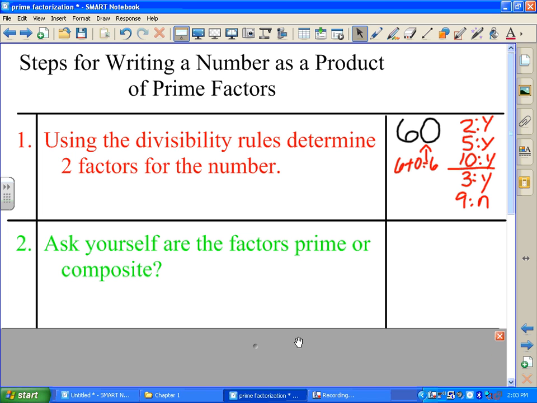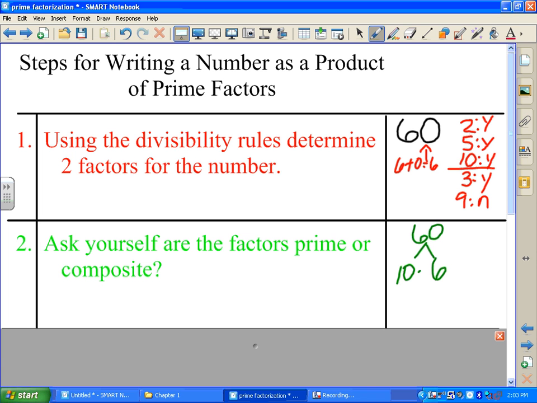Now, step number 2 is after you've determined the first two factors. So for 60, I'm going to use 10 as one, and then I'm going to use division to find the other one. So 60 divided by 10 is 6, or 10 times 6 equals 60. So step number 2 then, it says ask yourself, are the factors prime or composite?